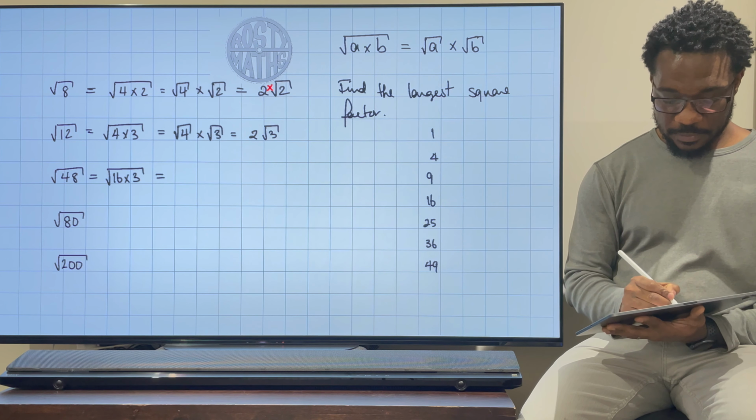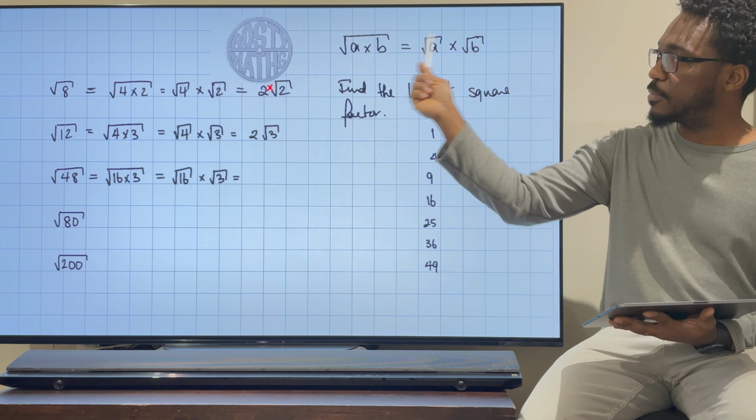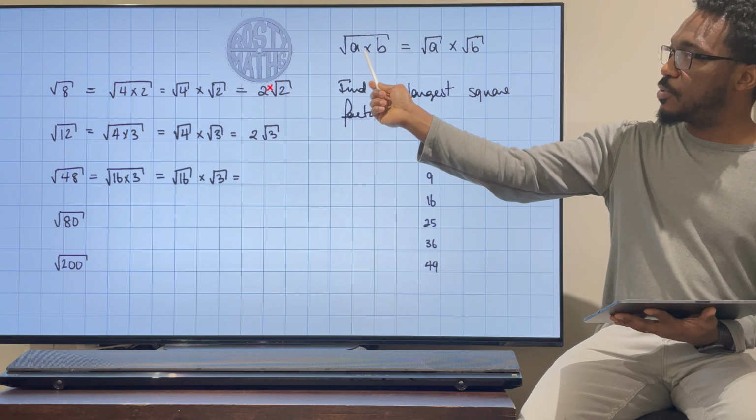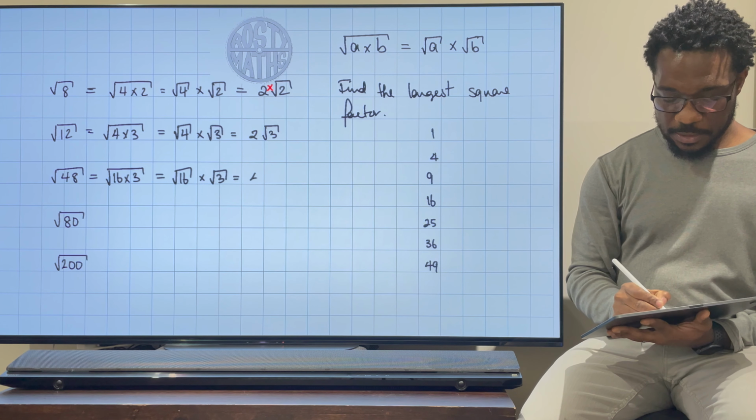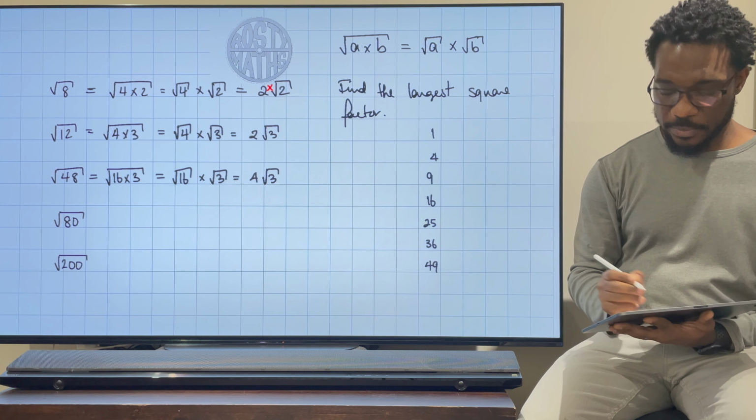I will split that 16 and the 3 up, separate them from each other using this rule. Okay, so it was 2 numbers, I can split it up like that. And then square root of 16 is 4, so this is 4 root 3.